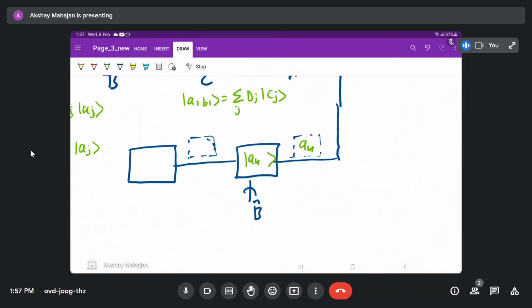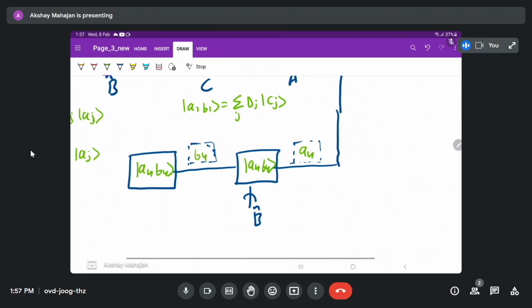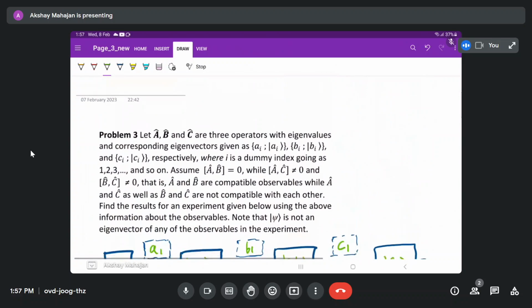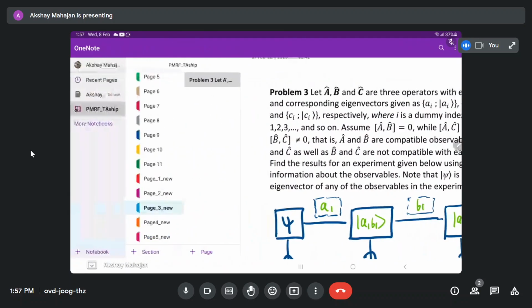Right? Now B will operate on this eigenvector, and since B commutes with A, it will not change the state of our system and will give us the corresponding value. Let's say it is B4. Now the ket of our system will be the one with eigenvalue A4 and eigenvalue B4. So the B operator doesn't change the eigenvector of A, because A and B have a common set of eigenvectors, because they commute. Okay, so this was our problem number 3.